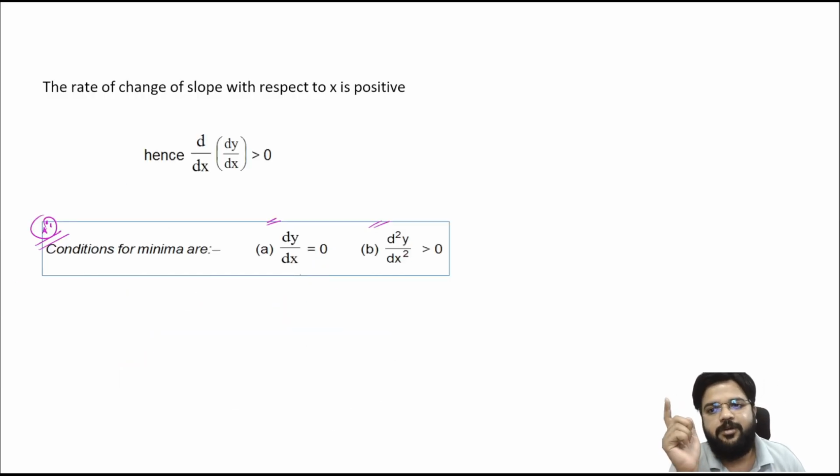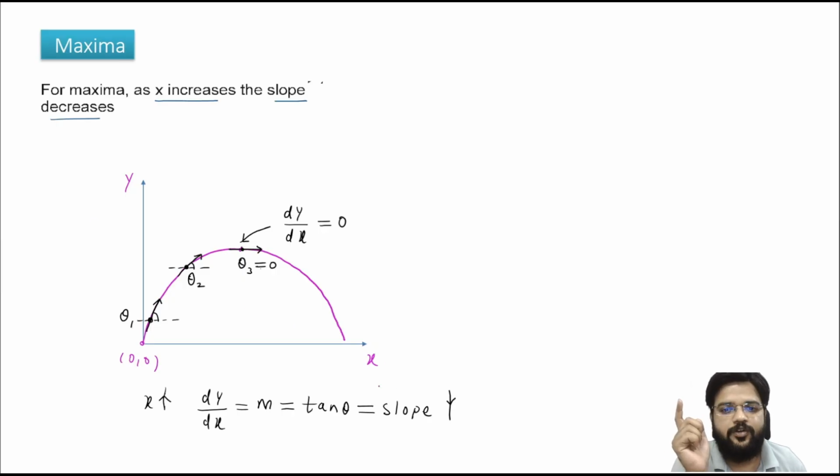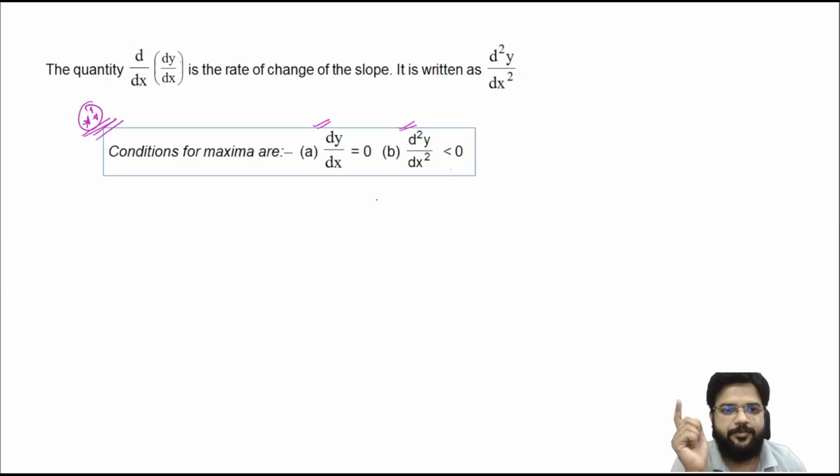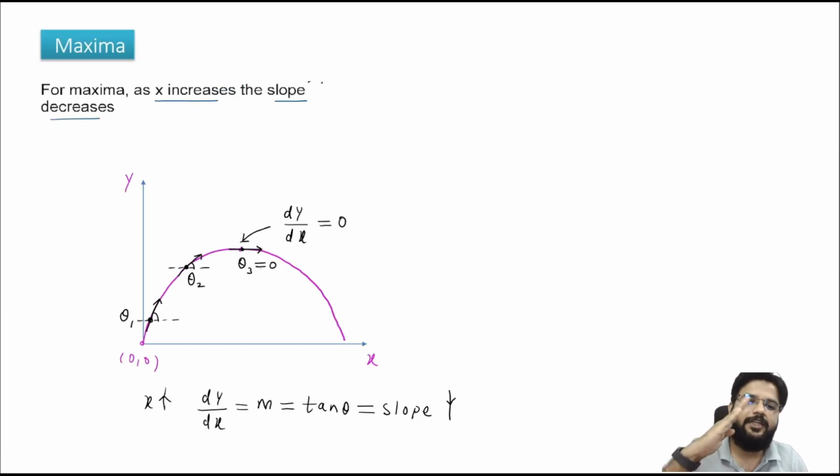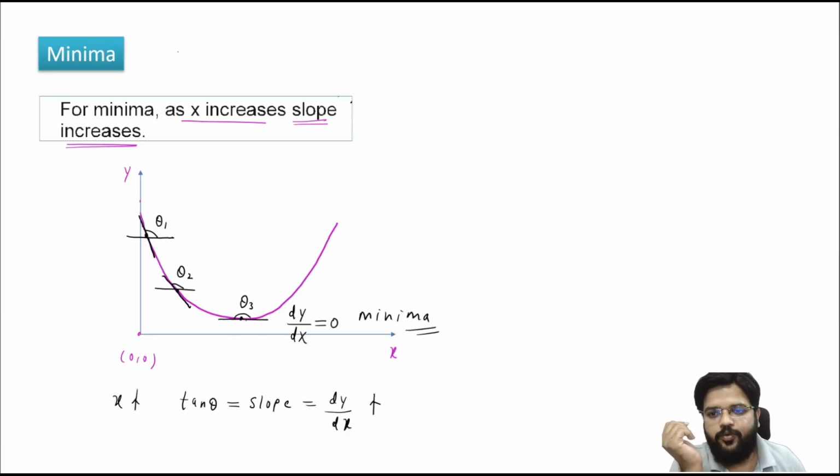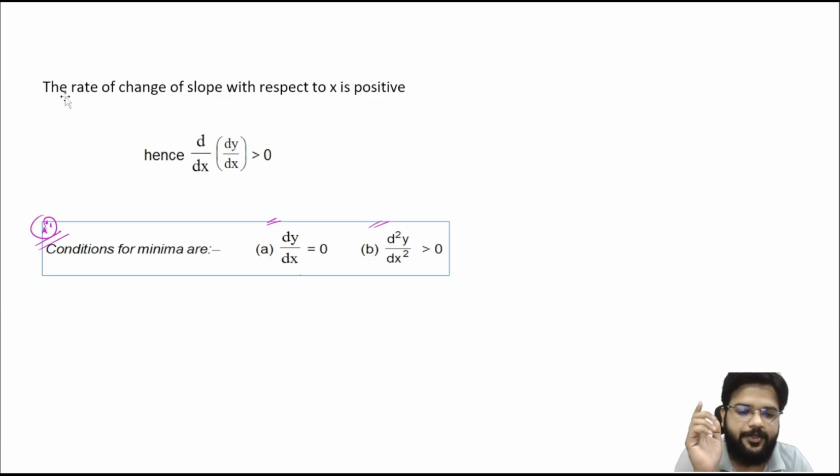And in the maxima, what is happening when the maxima is forming? Then rate of change of slope is negative, everyone, correct? Because here slope is decreasing. That's why it is happening. So this is the required condition for the maxima and minima. Keep this in your mind, everyone.